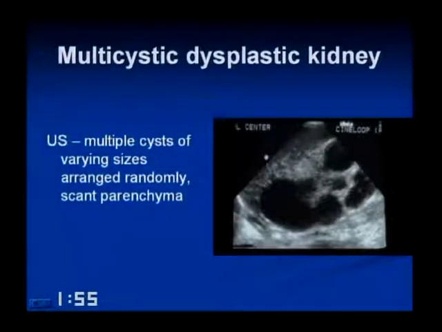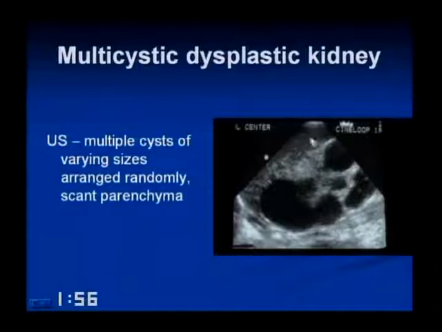Now, the sonographic description of multicystic dysplastic kidney is very straightforward. We see multiple cysts of varying sizes. These are arranged randomly, and there is scant parenchyma. If we look at the image on the right-hand part of the slide, we see a very large cyst in the upper pole, two smallish cysts in the mid portion, medium-sized cysts, and multiple cysts in the lower pole.